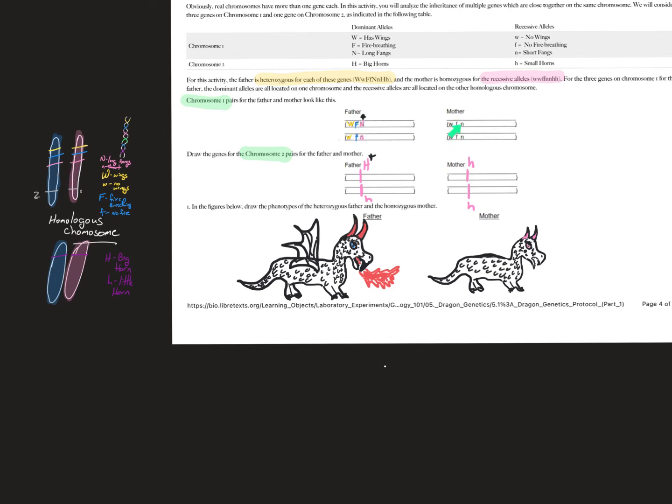These two are the exact same sequences. These two are the exact same sequences. And these two are the exact same sequences. And they lead to the same phenotype. In this case, small horns, no fire breathing, and no wings. I'm sorry, this is small fangs, so you have small, short fangs. Here you have long fangs, large horns. They do have wings, and they're for breathing fire. Okay.